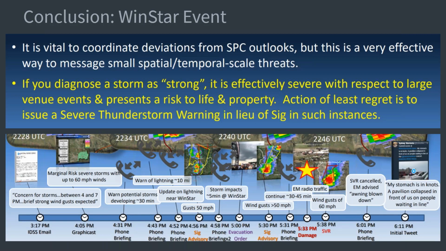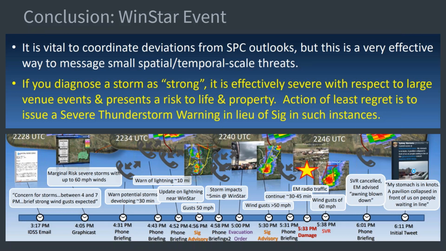And the Norman office, they did a very good job. This is a timeline of their events that they put together. And here at 5:33 p.m. is when the damage happened. But they had the significant weather advisories and the phone briefings going on over a half hour before that happened.